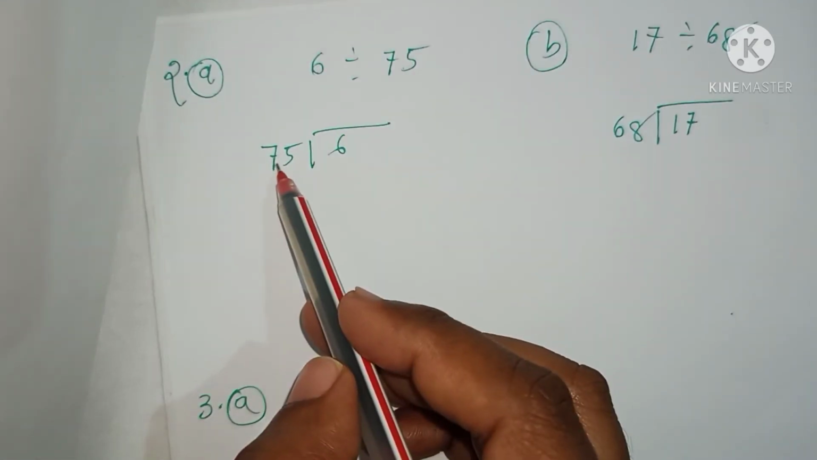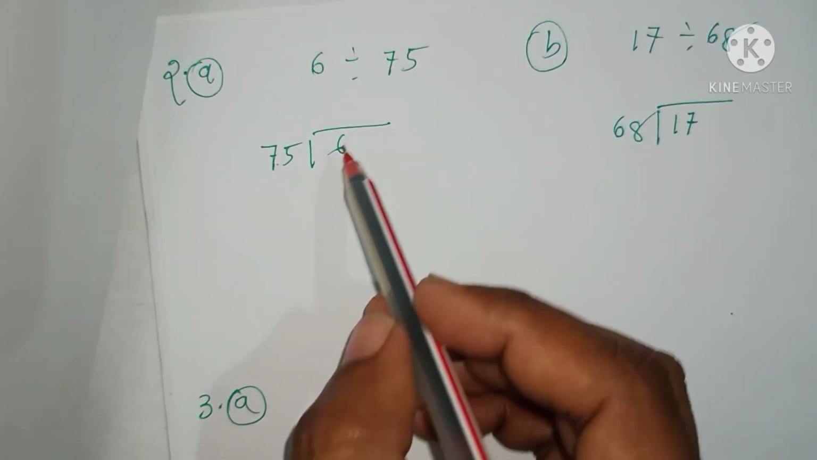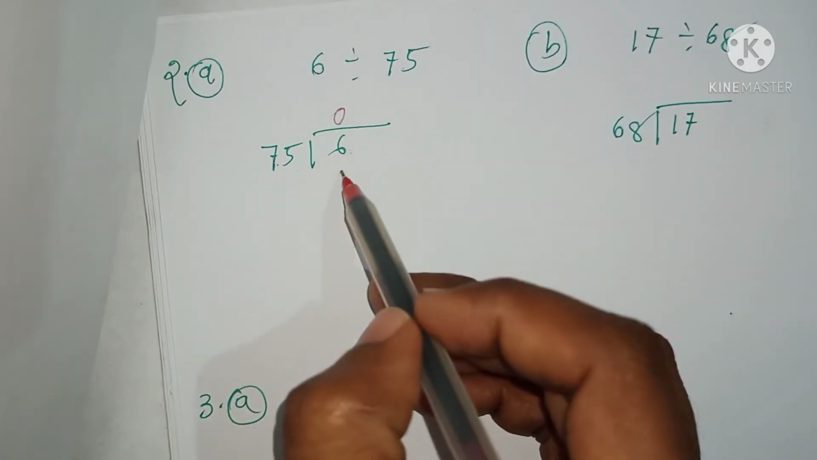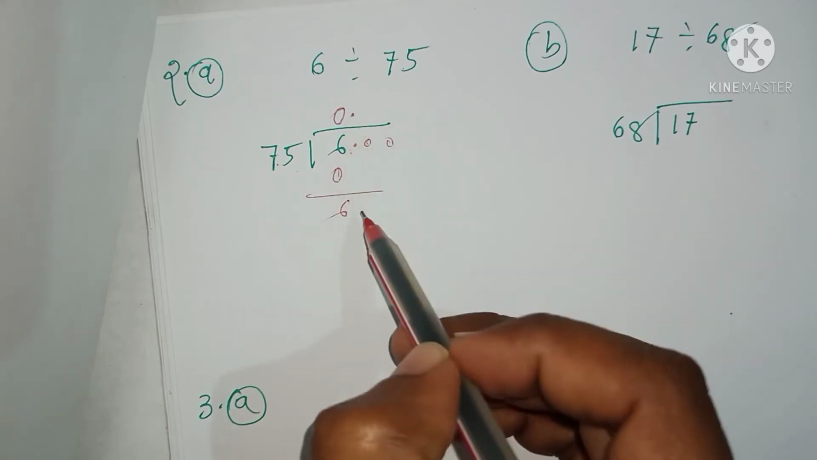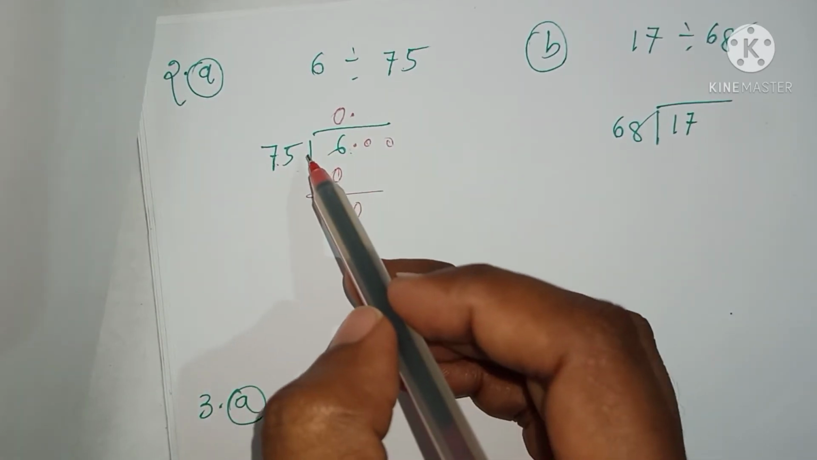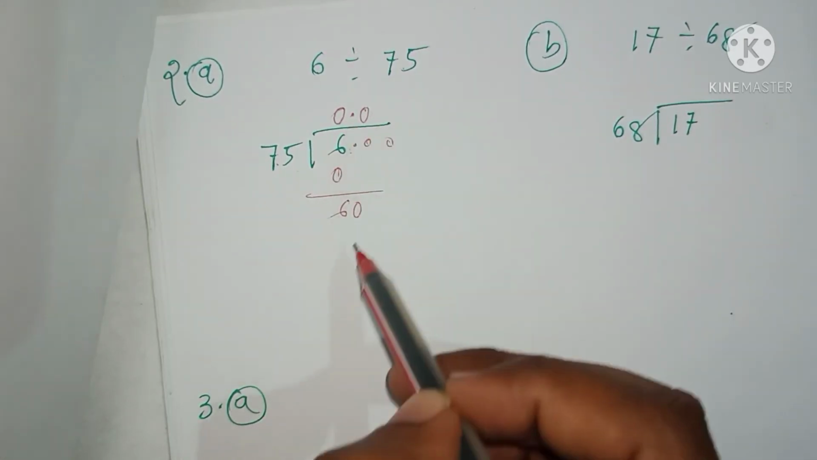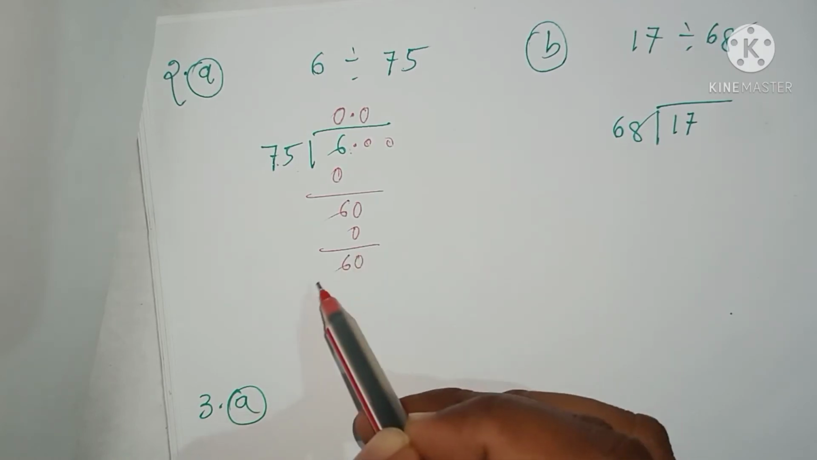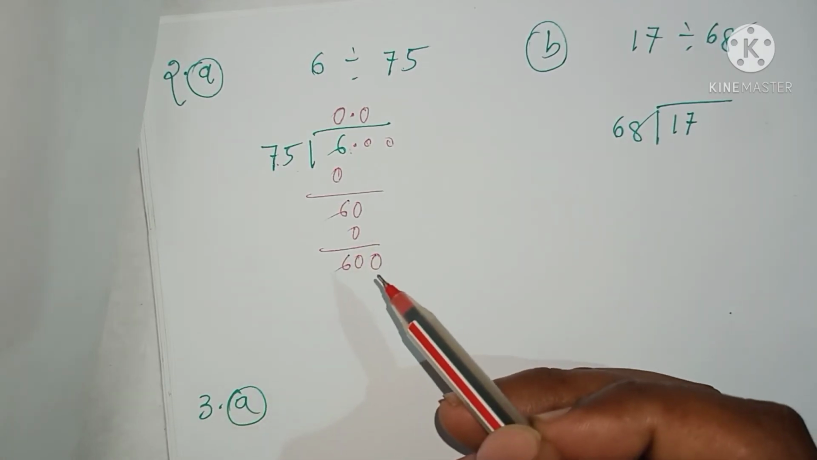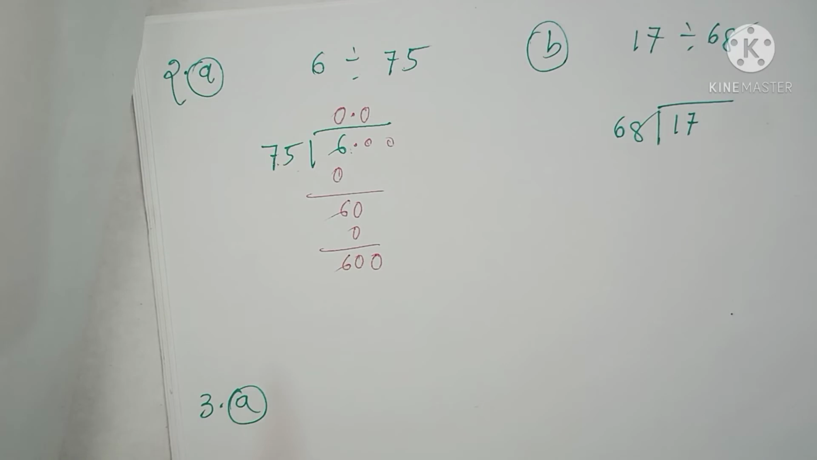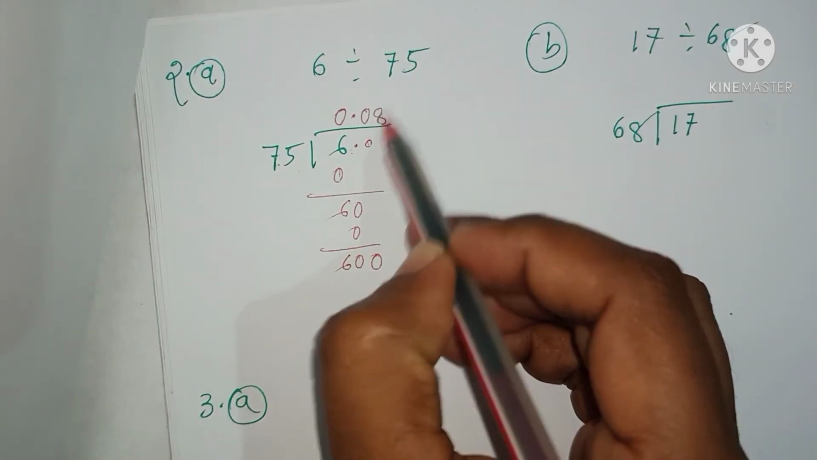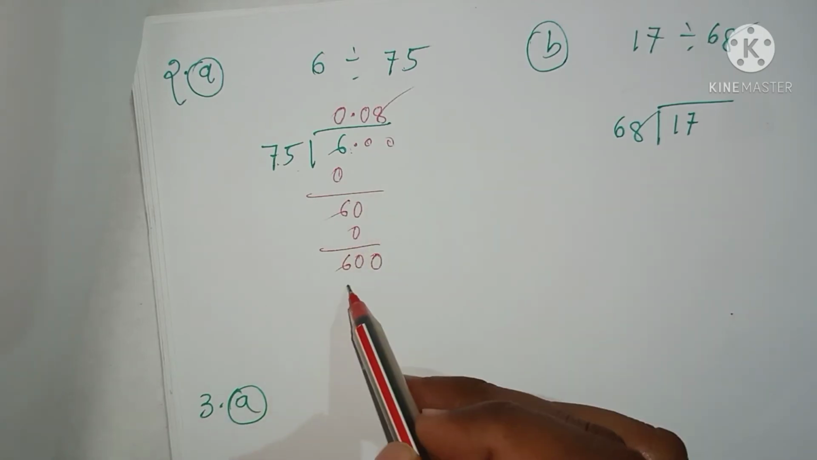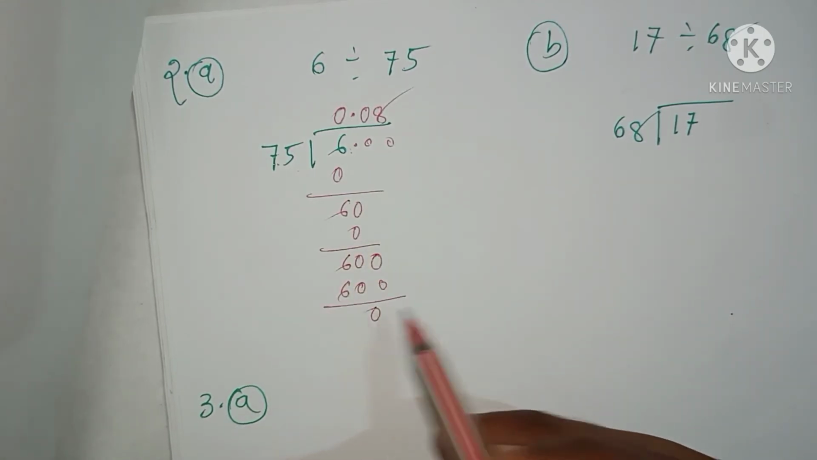So 75 will be the divisor and this one will be the dividend. So this one is smaller, meaning 75 into 0 is 0. So 6, here point, many 0s are there, meaning you will put a point and 1 0 will be brought down. So again what you will put here, 0, that is 6, 60, and 1 0 will be brought down, 600. Then what can we do? We can put here 8. 75 into 8 equals 600. So the answer is this much.